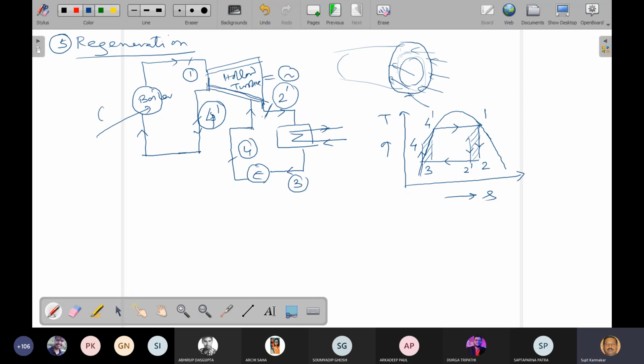Here this is Q1, so Q1 is here. This is Q2, so Q2 will be here. W turbine, WT, will be here, and this side is WP. Do you remember this one? Yes, sir. So what happened in this case? Can anyone tell me?